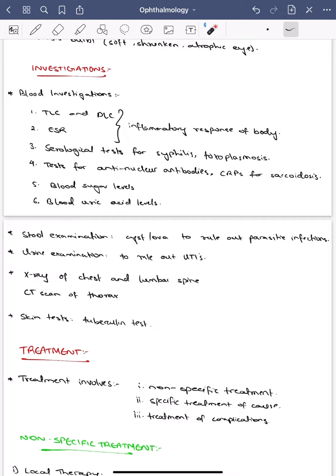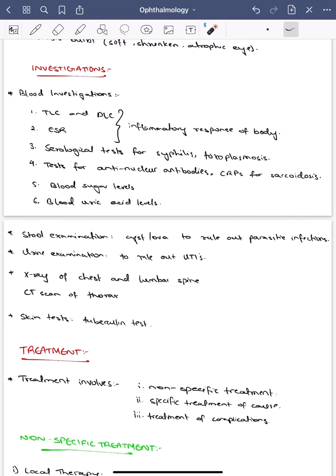Then we have X-rays of the chest and the lumbar spine, and CT scan of the thorax to know the presence of tuberculosis or sarcoidosis. Then we have skin tests like tuberculin test. So these are the investigations to be done in uveitis. So blood investigation, stool examination, urine examination, X-ray of the chest and lumbar spine, CT scan of the thorax, and skin tests.